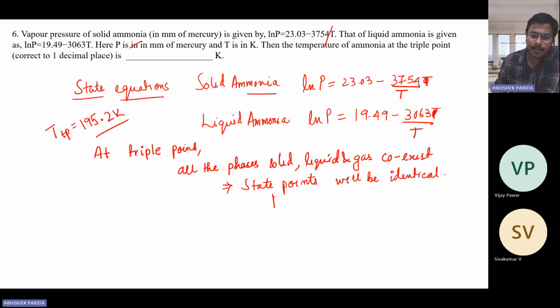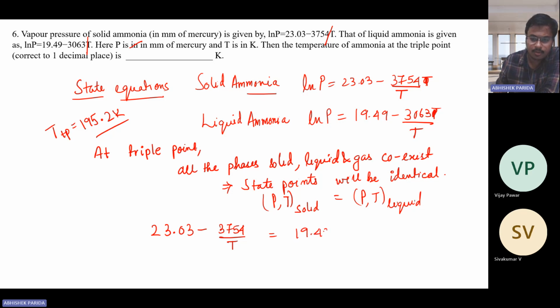That means pressure and temperature in solid state must be equal to pressure and temperature at liquid state. So that is what you have to equate. So ln P is equal to 23.03 minus 3754 by T. Okay, you equate both of them. So 23.03 minus 3754 by T is equal to 19.49 minus 3063 by T.